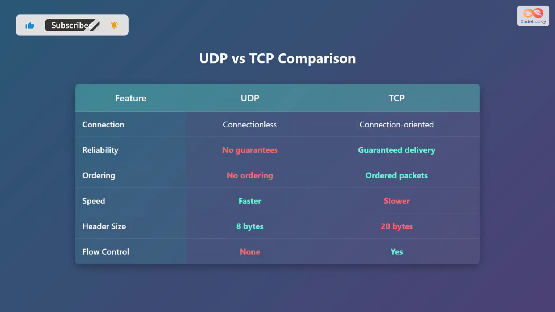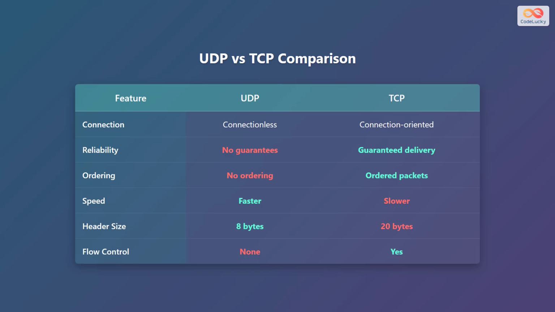Let's compare UDP with TCP. In terms of connection, UDP is connectionless, while TCP is connection-oriented. For reliability, UDP provides no guarantees, whereas TCP ensures guaranteed delivery. Regarding ordering, UDP does not guarantee packet ordering, while TCP ensures ordered packets.